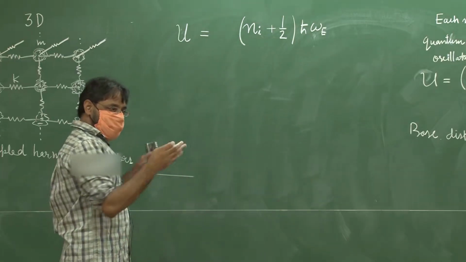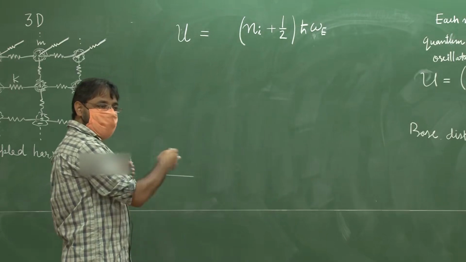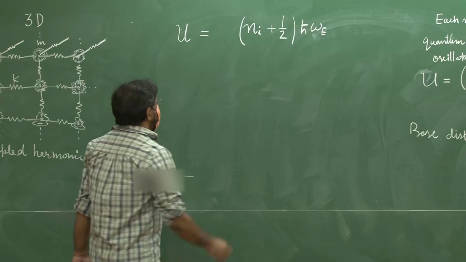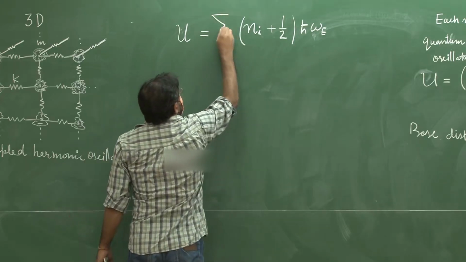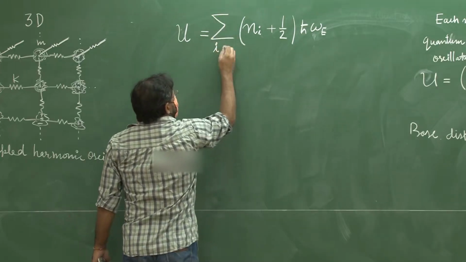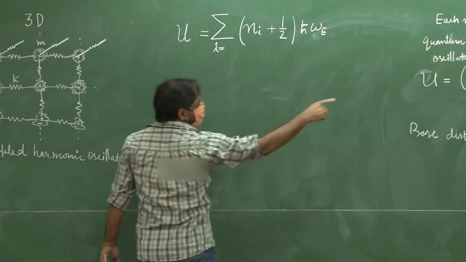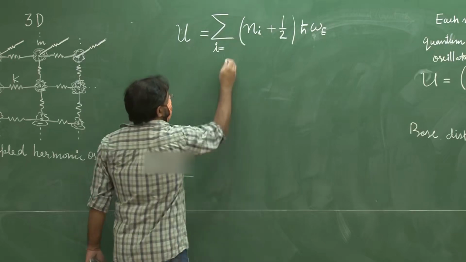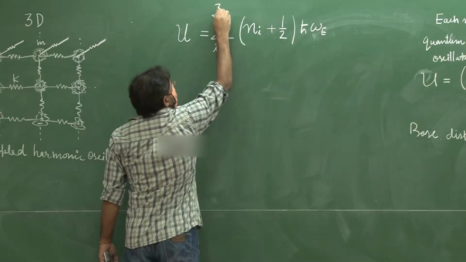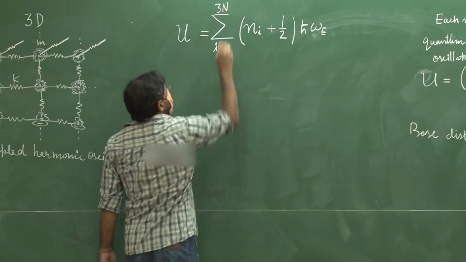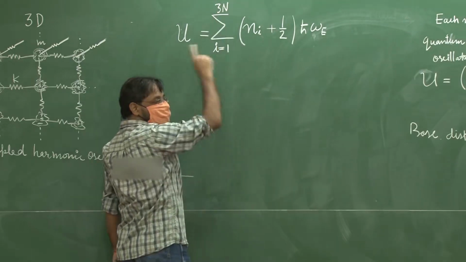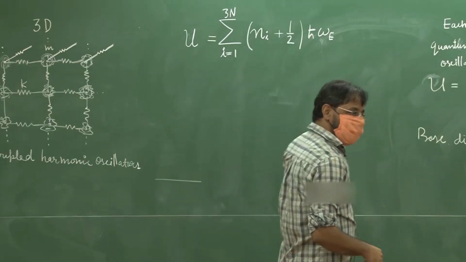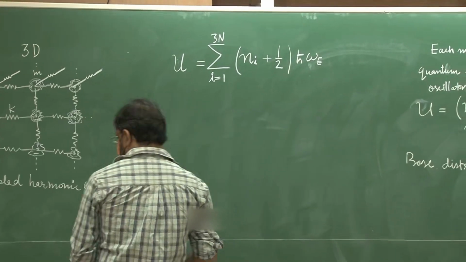That's the difference. Reality is coupled oscillators, Einstein's model is decoupled oscillators. Sum it over all i's, where i goes from 1 to 3n, right? This 3 is coming because we are dealing with 3-dimensional solids, 3 degrees of freedom, 3 harmonic oscillators. I have written it as 1. Bas, now we are done.